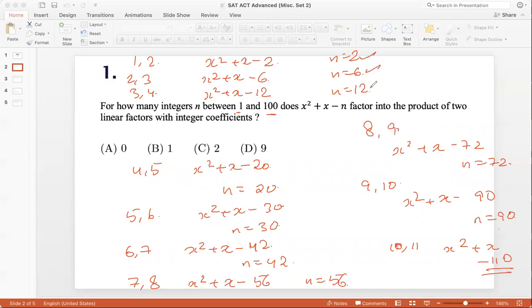So that's 1, 2, 3, 4, 5, 6, 7, 8, and 9. So the total number of values of n is 9, option D.